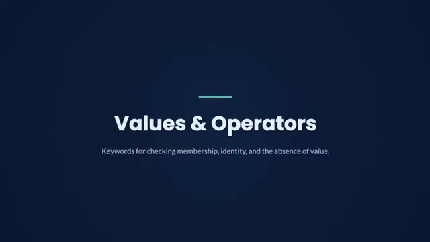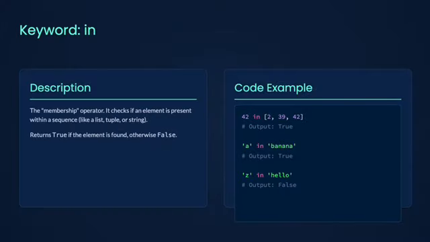All right, last section. These are keywords used for checking values, identity, and membership. The in keyword is a membership operator. You use it to check if a value exists inside a sequence. So is 42 in the list [2, 39, 42]? True. Is the character a in the string banana? True. Is z in the string hello? False. It's simple, readable, and you will use it all the time.